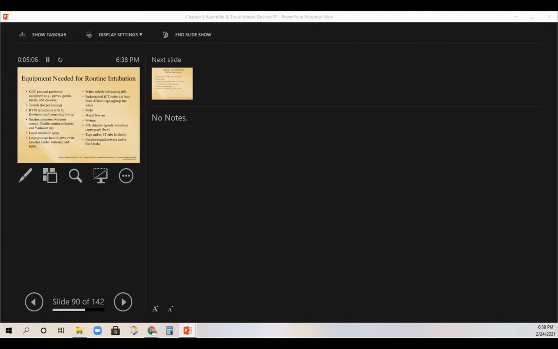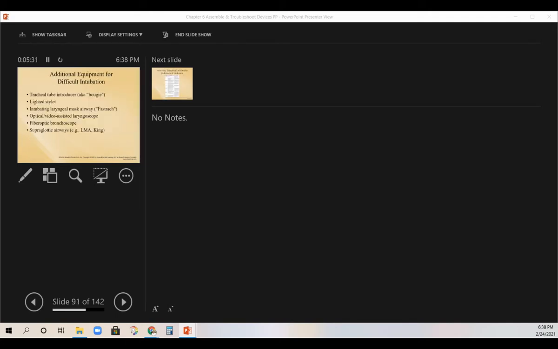A syringe for what? Our pilot balloon. Our CO2 detector, for good waveform capnograph. Okay, so a CO2 detector is good, but the waveform capnograph is our best solution. So if you get that question, that's the best. Then tape and/or ET tube holders, or pharyngeal airways or bite blocks if needed.